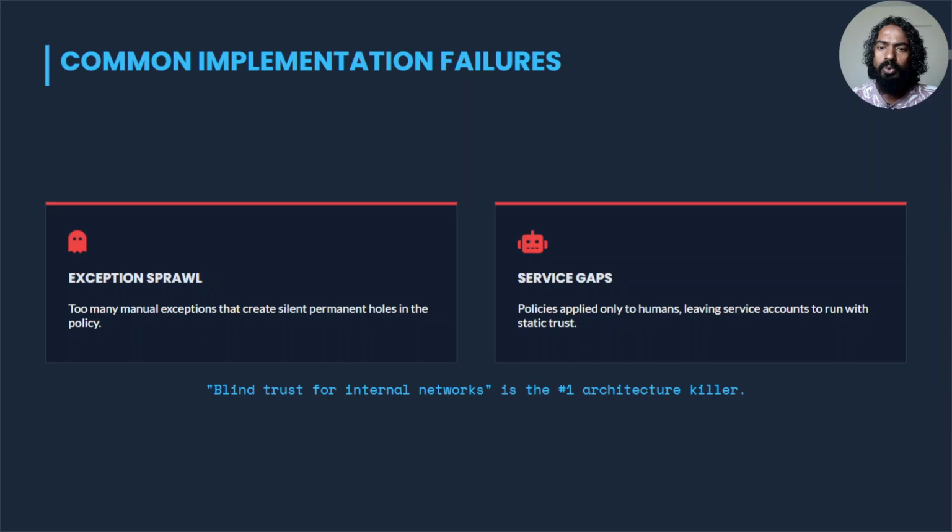Now, coming to some common implementation failures, right? This is where many deployments usually fail. Organizations create too many exceptions, or the internal network remains fully trusted. Service accounts bypass all the policies, right? And sometimes policies run only in monitoring mode without proper enforcement. So at that point, conditional access becomes visibility instead of protection, right? You end up seeing that something is going wrong, but you don't protect from it.